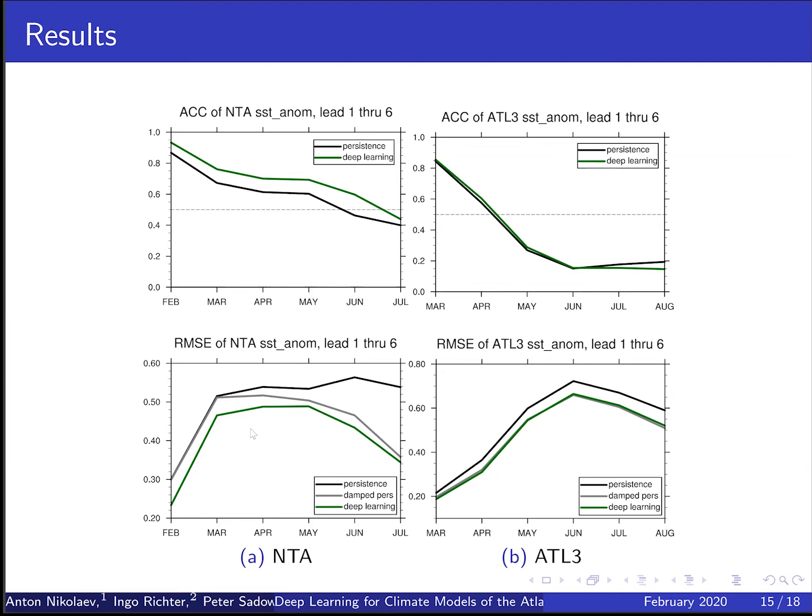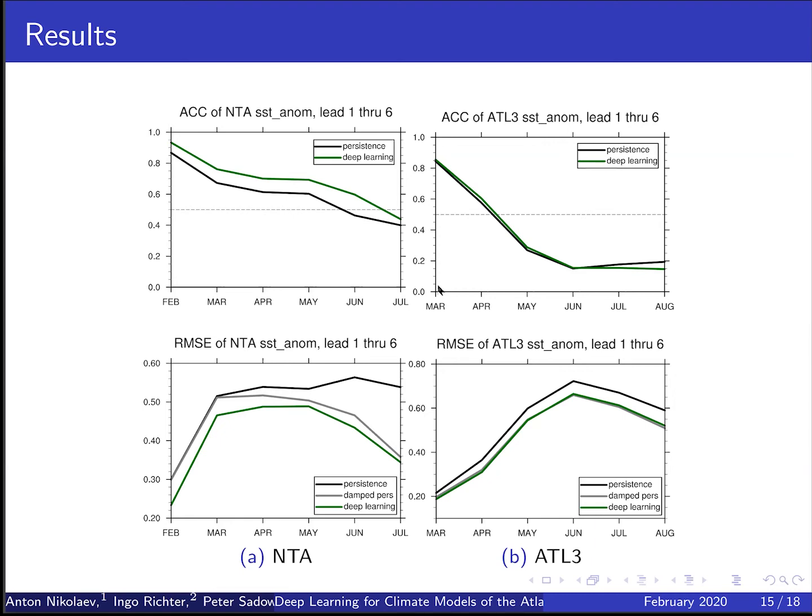So this seems like the performance is a little different. I mean, the NTA results are better than the ATL3. I mean, they're both good, but do you have any feel for the dynamics, or is there a reason physically why there might be different performance?